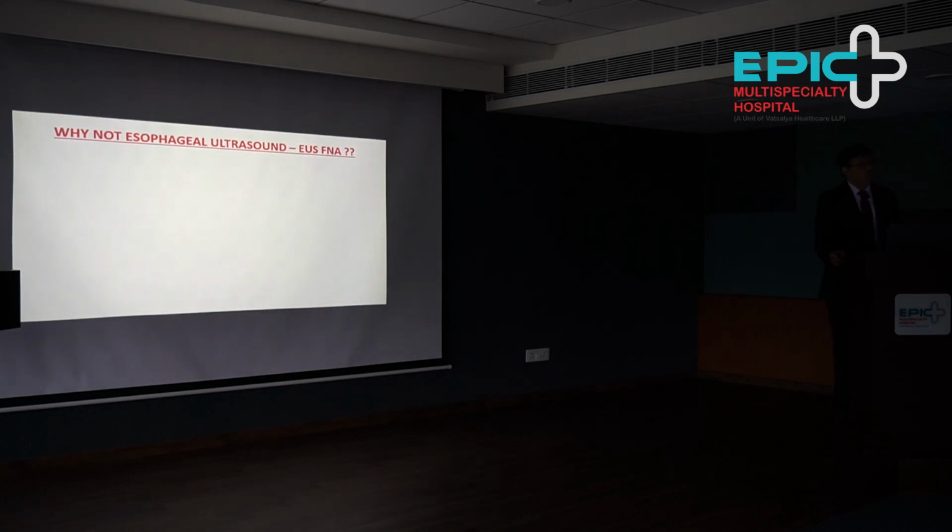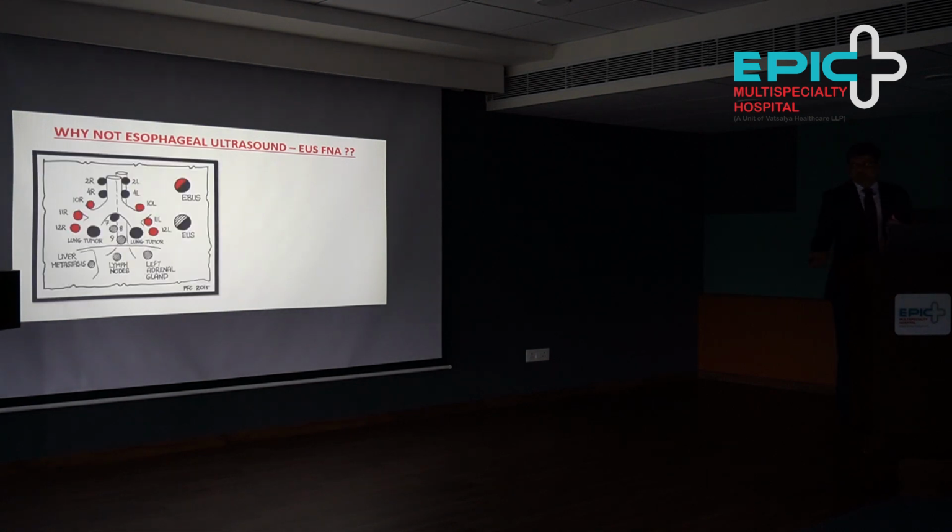Then why not esophageal ultrasound in this case? As we can share the same principle. This is a very good map which shows the areas which can be sampled by EBUS and which can be sampled by the esophageal or endoscopic ultrasound, which we call EUS. The red ones are solely sampled by EBUS. The striped ones are solely sampled by EUS. And there are certain black-colored lymph nodes which can be sampled by both.